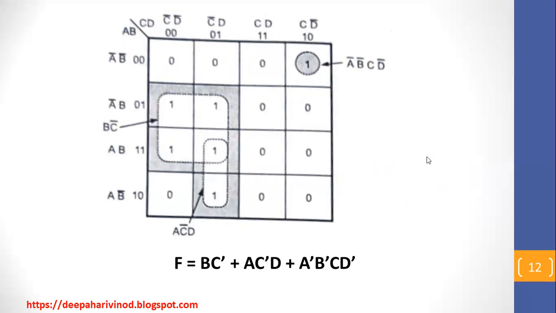The most important thing in this is to group it properly, essential as well as redundant. You have to identify those. If you choose the redundant groups, then the entire final simplified form of the Boolean function will go wrong.